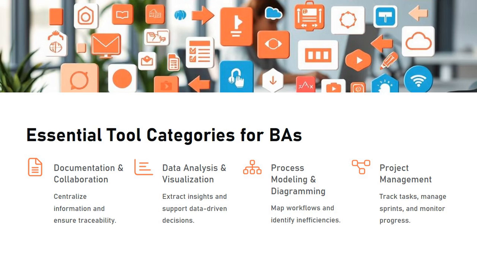Process modeling and diagramming tools allow BAs to map workflows, identify inefficiencies, and communicate process changes clearly. Lastly, project management tools support task tracking, sprint management, and progress monitoring, keeping projects organized and aligned. Together, these tools empower BAs to bridge gaps, improve efficiency, and drive successful project outcomes.